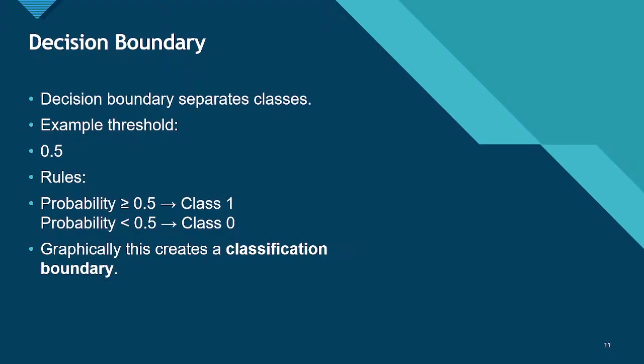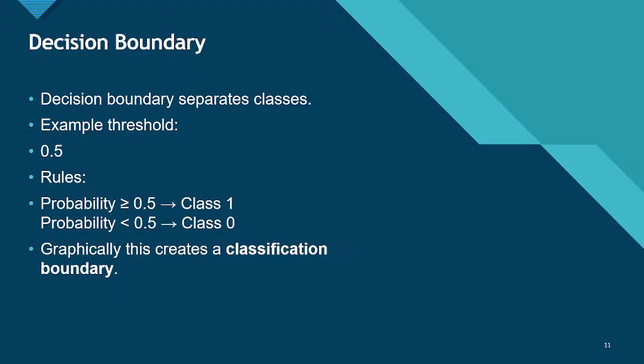This means probabilities above 0.5 are considered positive and probabilities below 0.5 are considered negative. This threshold can be adjusted depending on the problem. For example, in a medical diagnosis, we might choose a lower threshold to catch more positive cases.